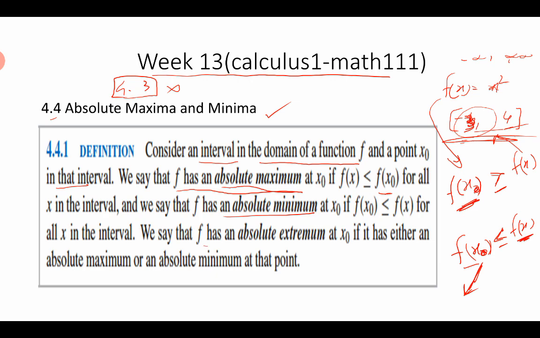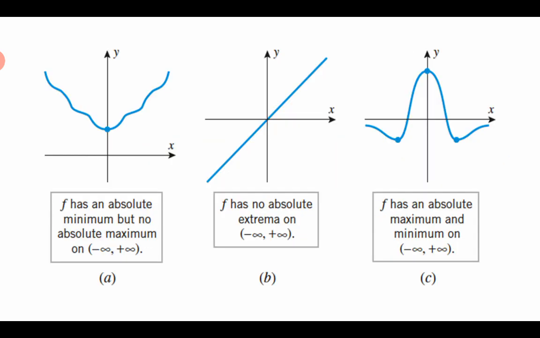We say that f has an absolute extremum if it has either a maximum or a minimum. Extrema is the common word for maximum and minimum. This is absolute maximum and minimum. We will see some examples here.